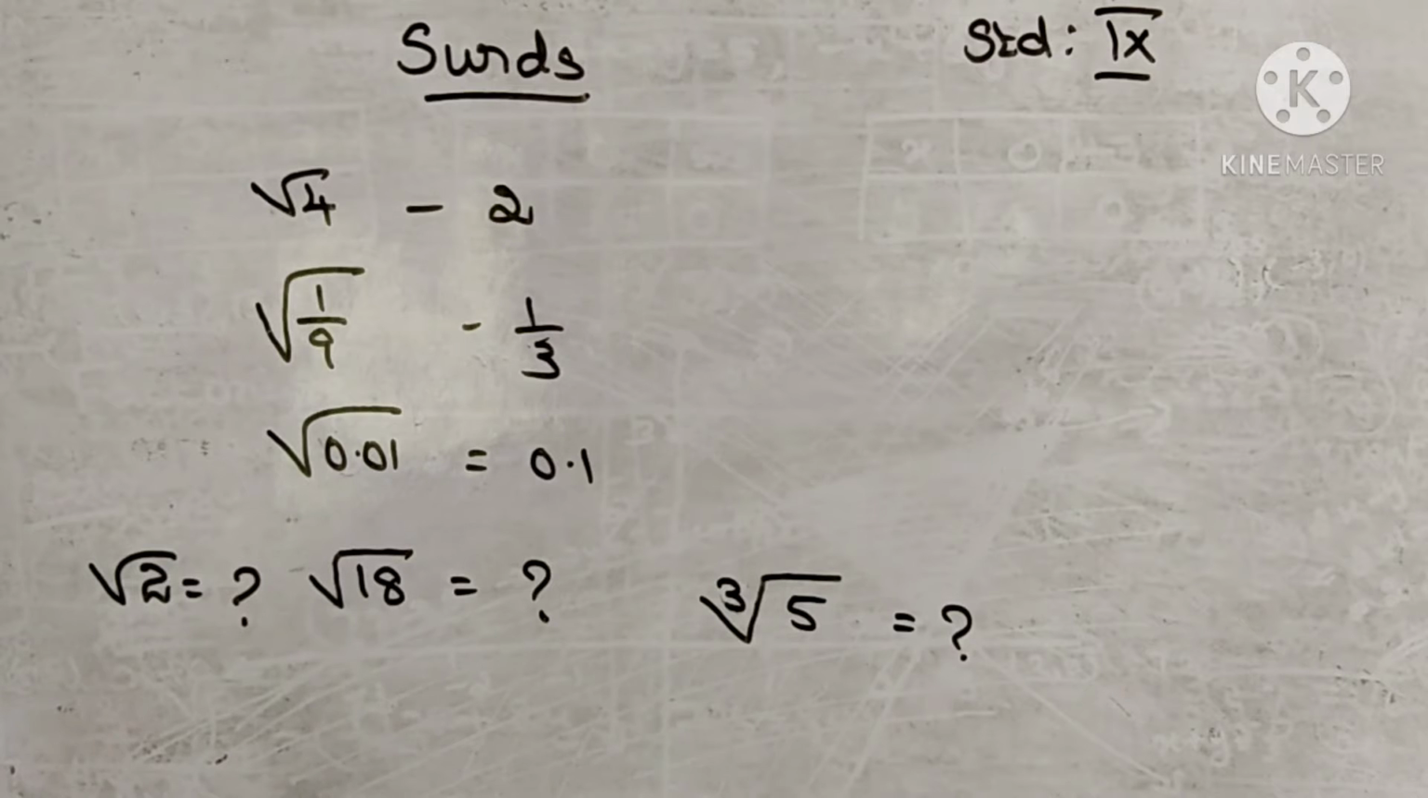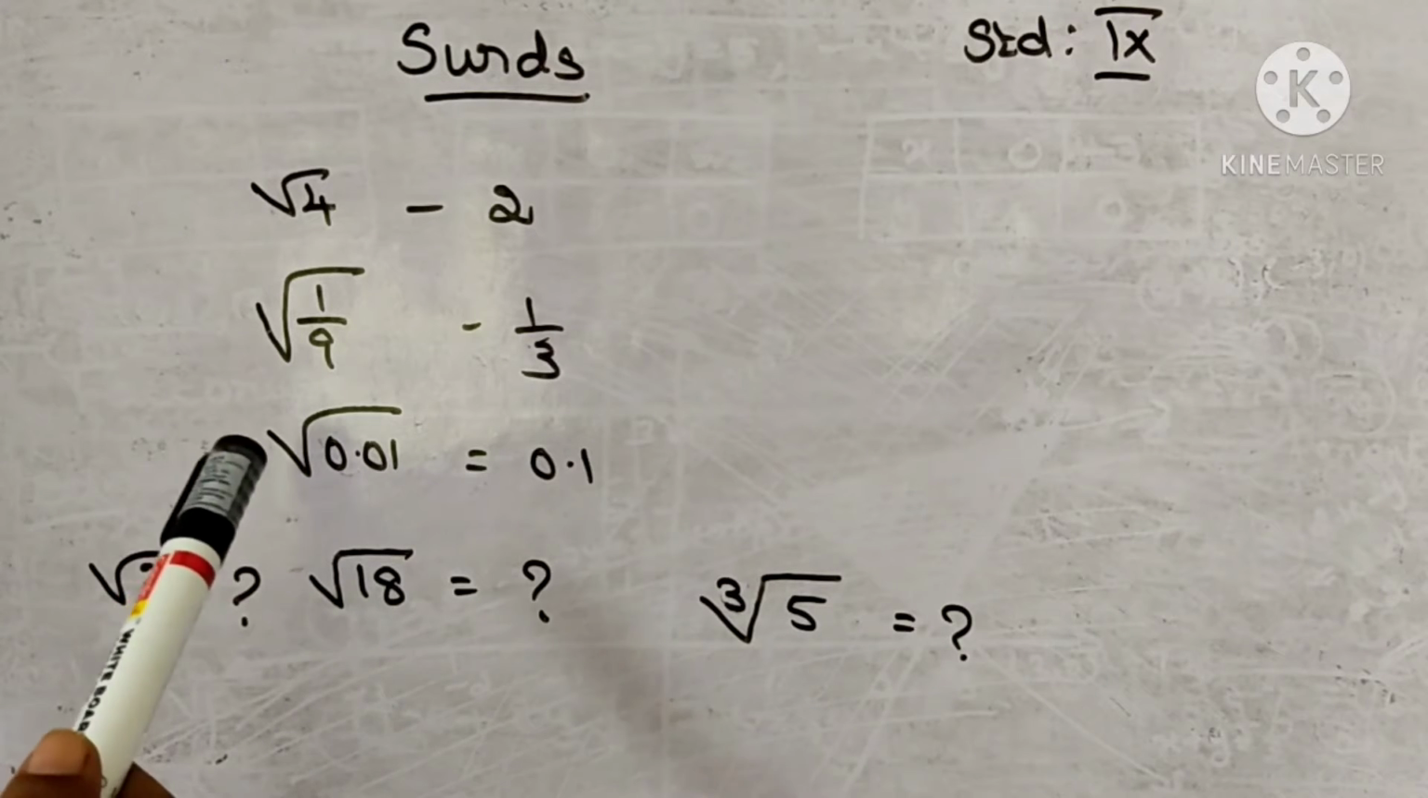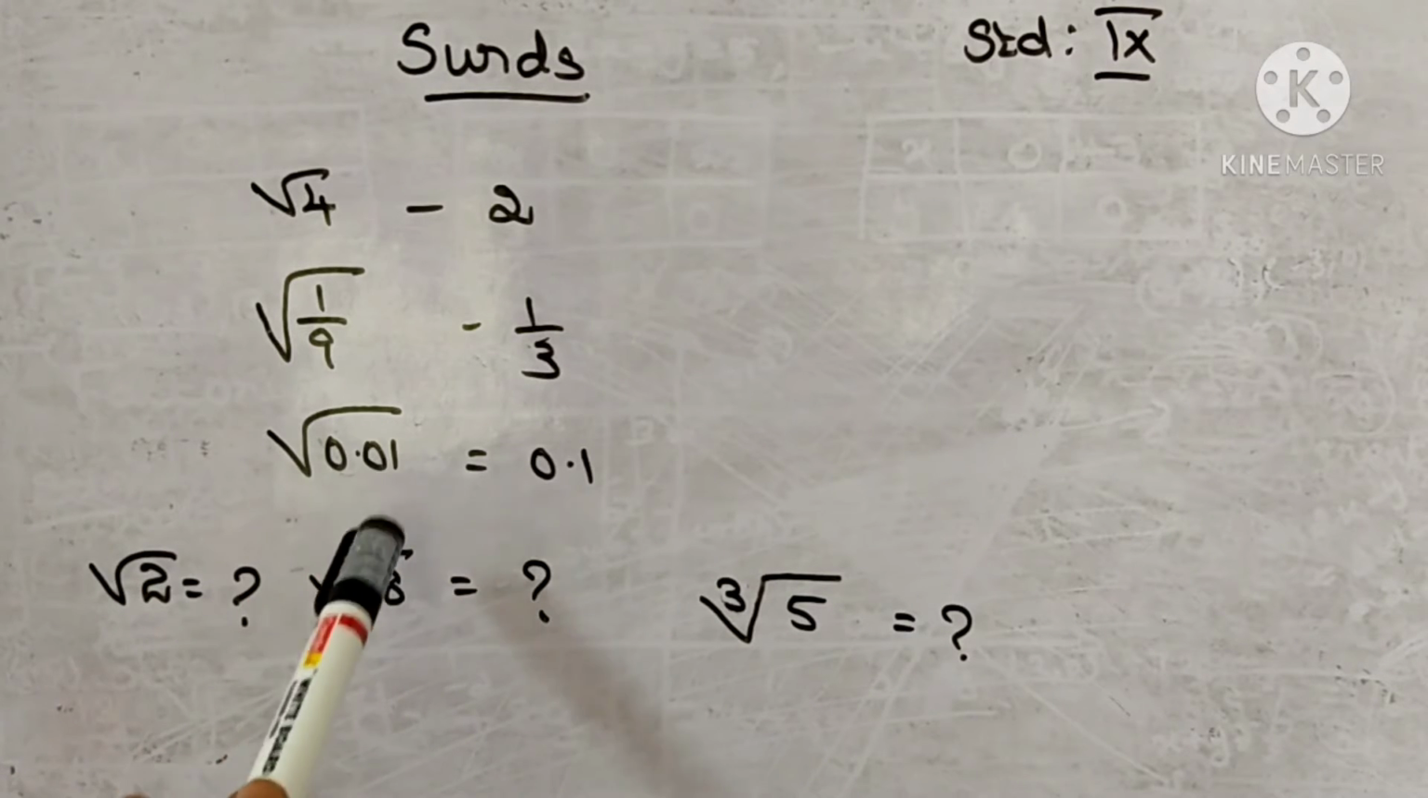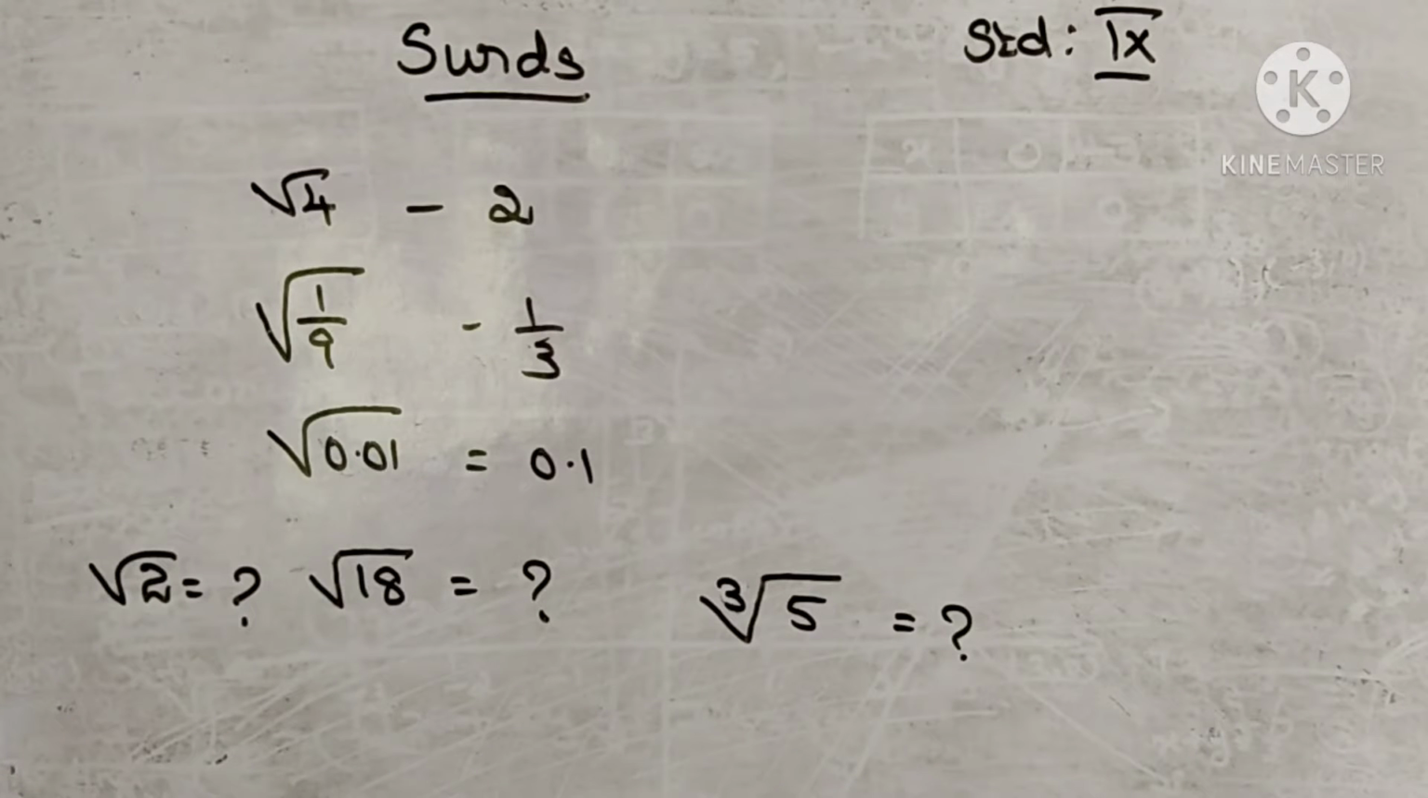In the case of root 4, root 1/9 and root 0.01, you can resolve them to get a solution in which the root symbol is not seen. Is this possible at all times? Now listen: root 2, root 18, cubic root of 5. Can you evaluate these and also remove the radical symbol?